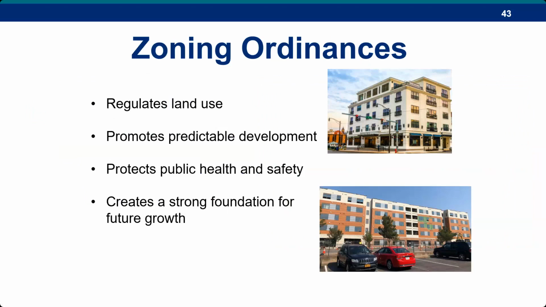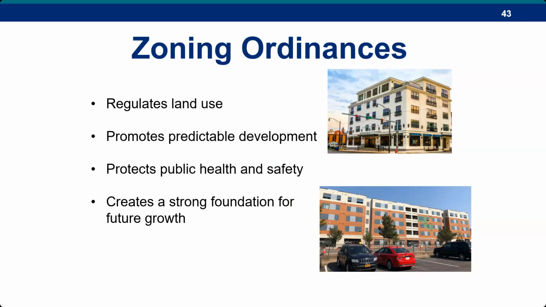Zoning ordinances. So zoning ordinances provide multiple functions for a given community. First, they regulate land use. Zoning ordinances designate specific areas for residential neighborhoods, commercial districts, and industrial zones, preventing incompatible uses from being built next to each other.